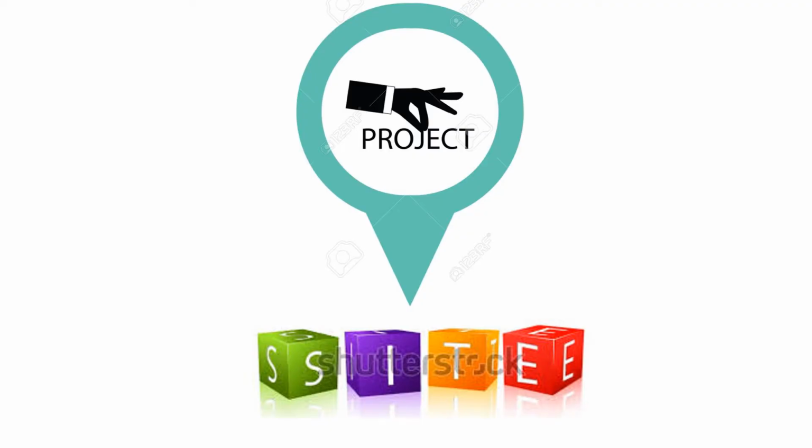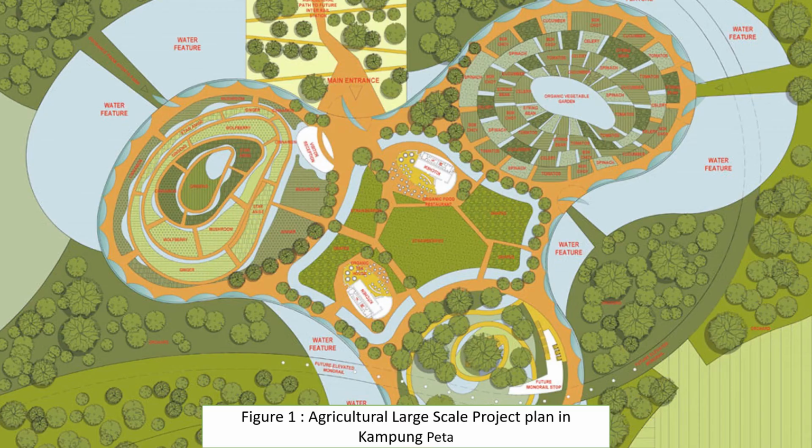Next, I will continue with the project site and stakeholders that contribute to this agricultural large-scale project. First is the project site. In this figure, we can see the planning design for this project. This agricultural project will be constructed at Kampung Batu, Endau Rompin, and involves around 500 hectares of land.